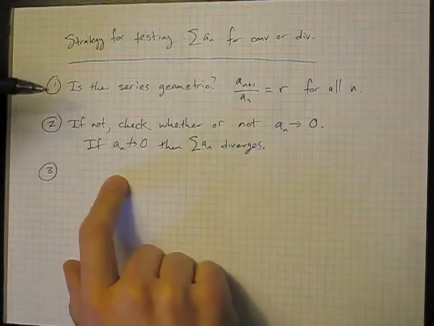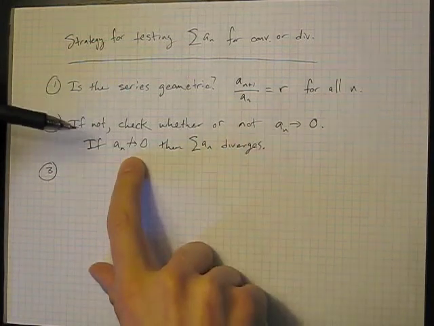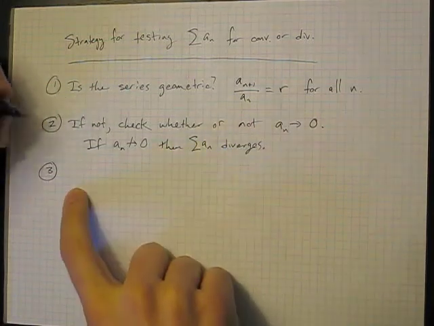So anyway, we've got: is it geometric? If not, then you move on. Check whether or not the terms go to zero. If they don't go to zero, then the series diverges.